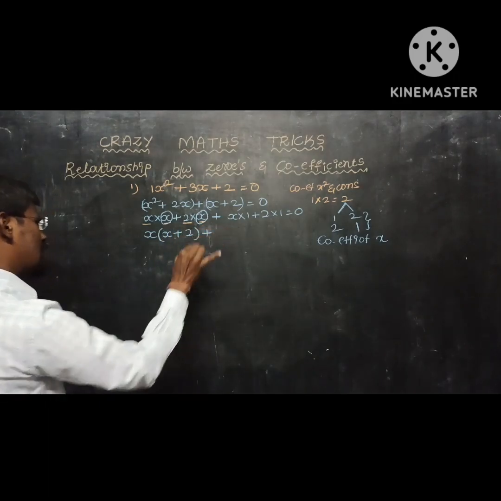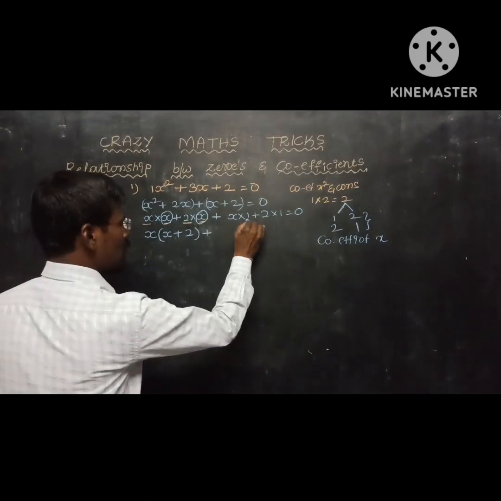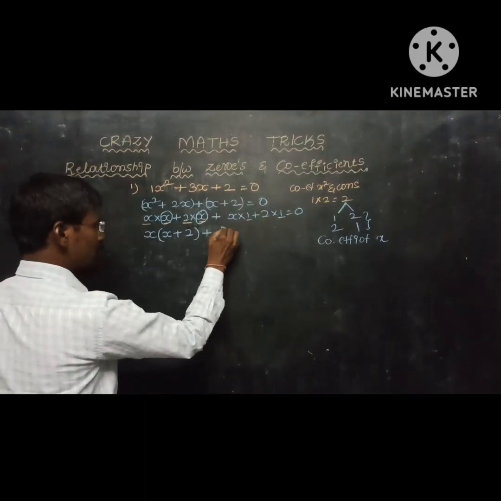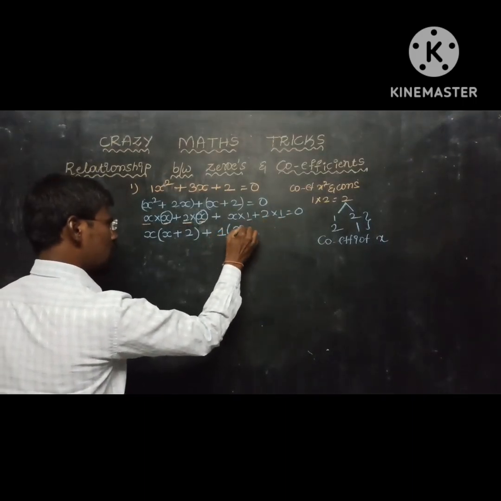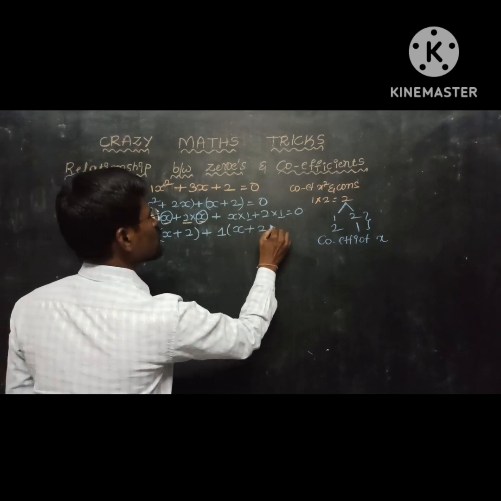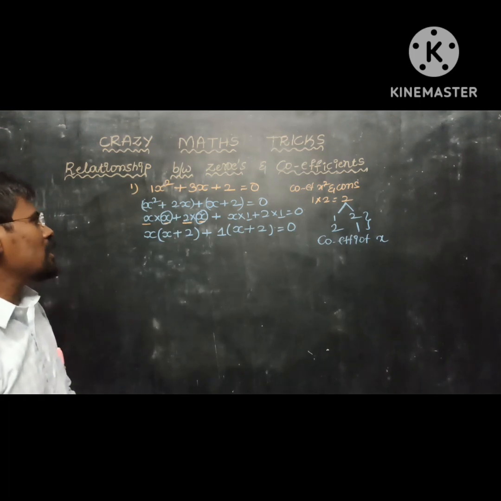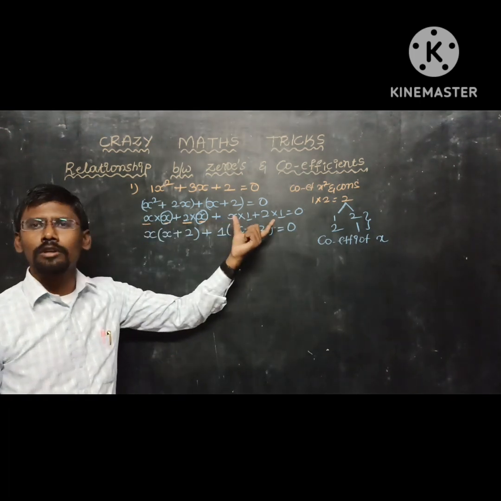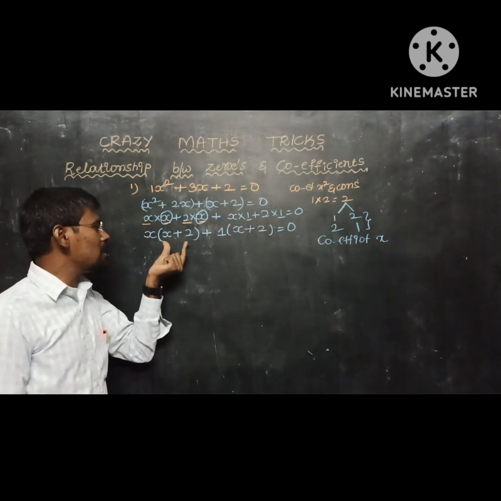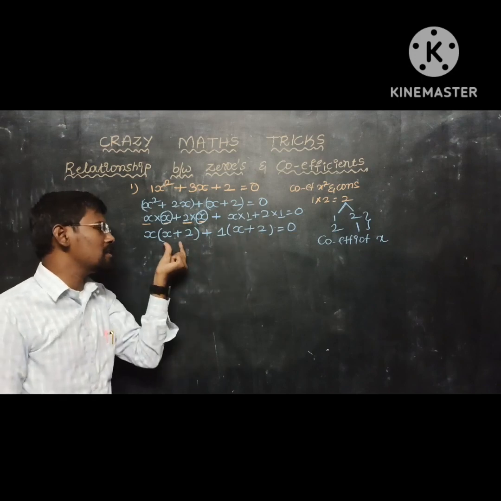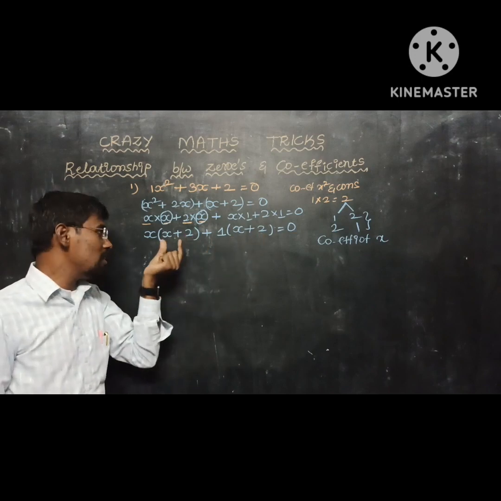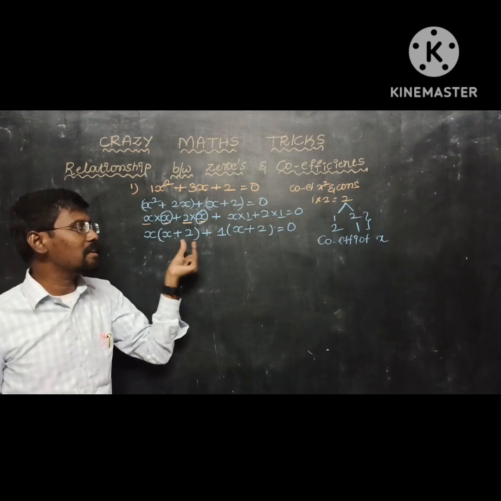Next, in the second two terms, what are we getting common? 1 we are getting as a common. So what is left is x plus 2 equals 0. See, when we take the common of two terms, we get one term in the brackets, that is x plus 2, x plus 2. We have to get the same term in the bracket.